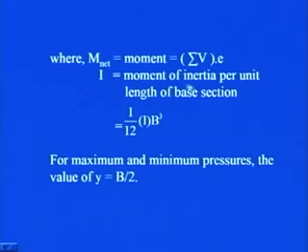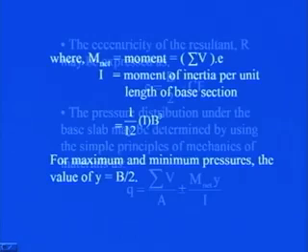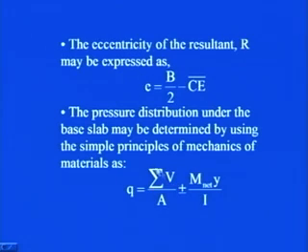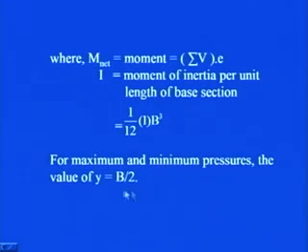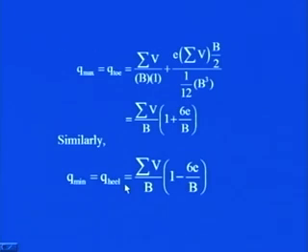I is the moment of inertia per unit length of the base section, that is 1 by 12 into 1 into B cube. Why are we taking 1? Because in the longitudinal direction of the wall we are considering the unit length, and the Y value, for maximum and minimum pressure, will become B by 2. So, in this expression we know all of these, and we can find out this value of Q. Y is B by 2 for maximum and minimum pressures.